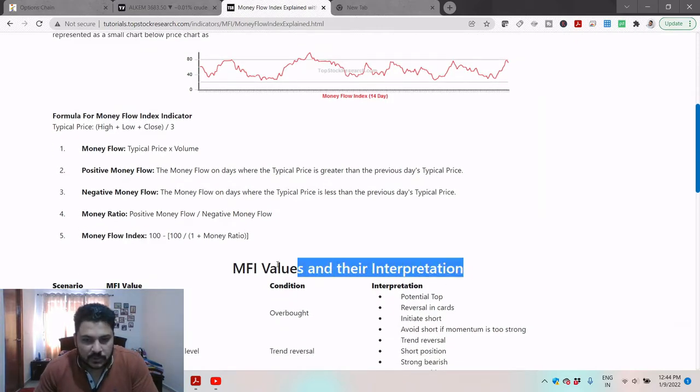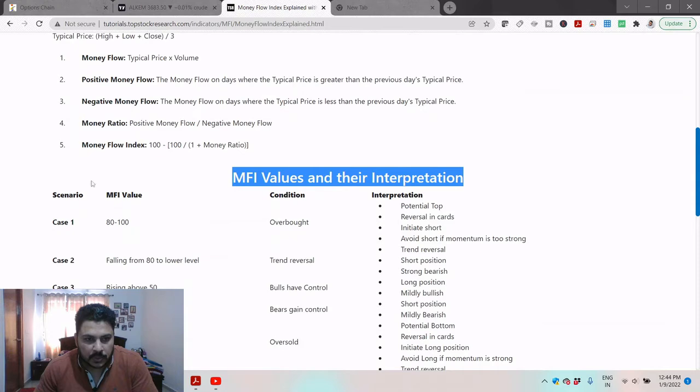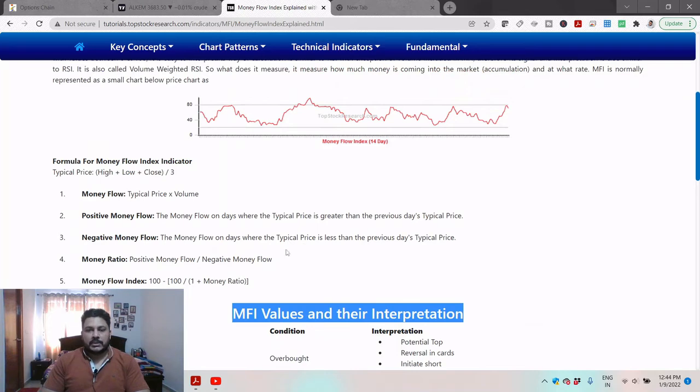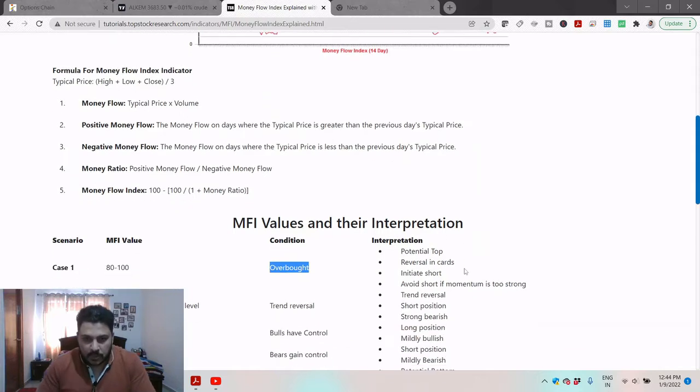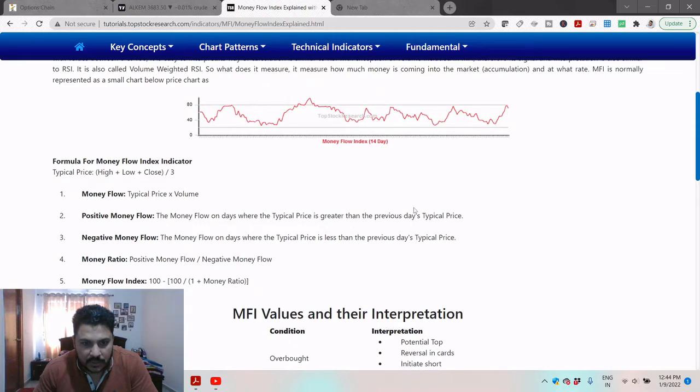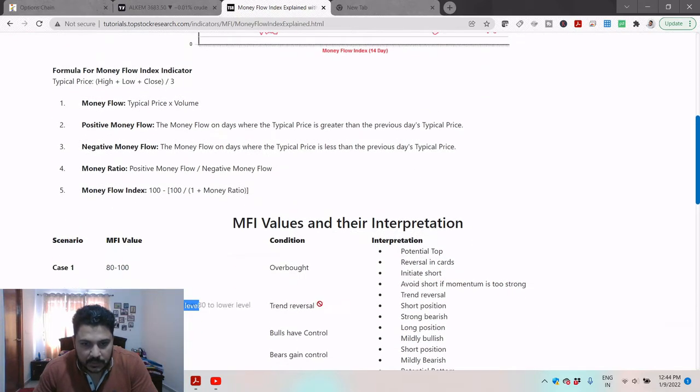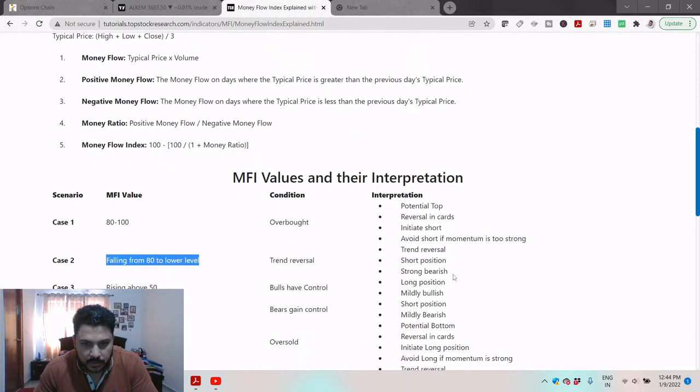So how do we read the values? The values are from 0 to 100, and it appears like this: 80, 40. Whenever this line is in the zone of 80 to 100, it is considered an overbought zone. The interpretation is a potential top, a reversal is in the cards: initiate short, but avoid shorting if momentum is too strong. And if it is falling from 80 to lower, then you can say the trend is reversing. You can initiate a short position, a strong bearish signal.